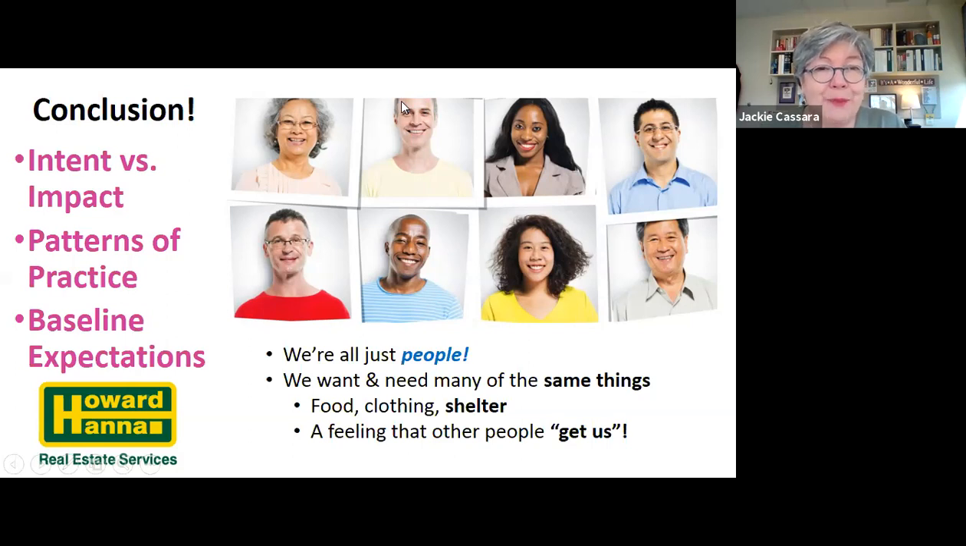We all want the same things. We need the same things. We provide one of the foundational elements of what every human being has a right to want and expect, of food, clothing, and shelter. We bring people home every day.